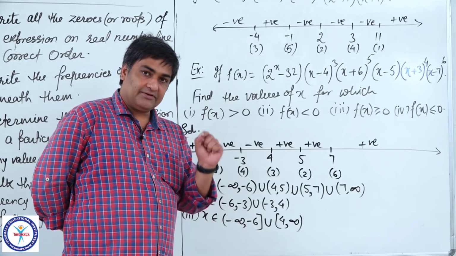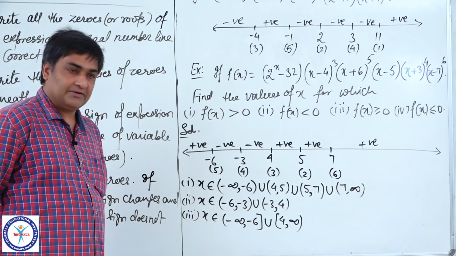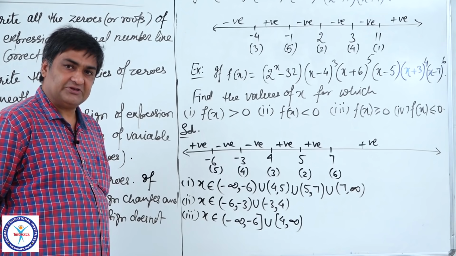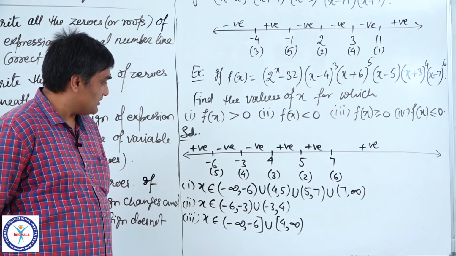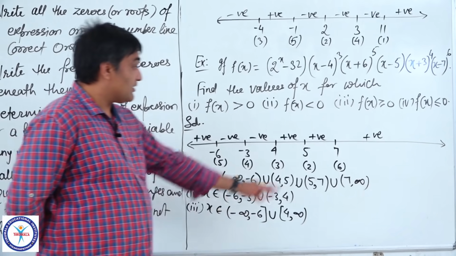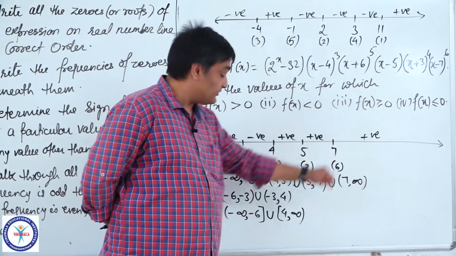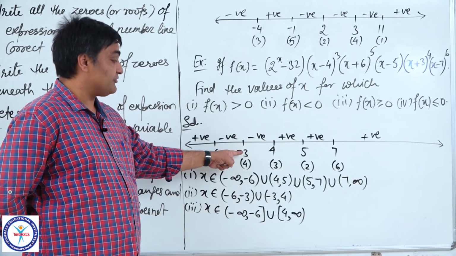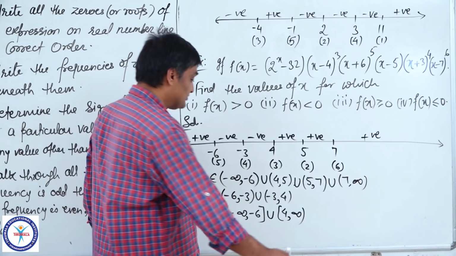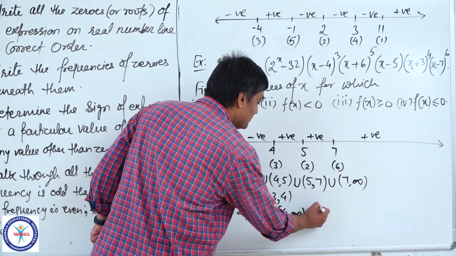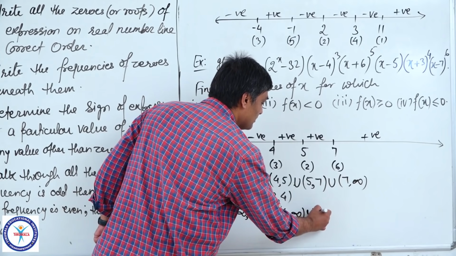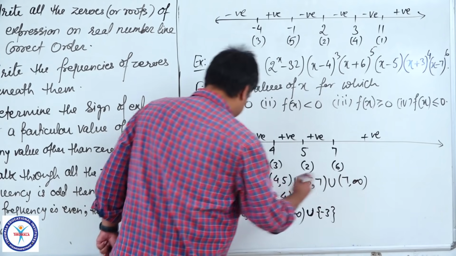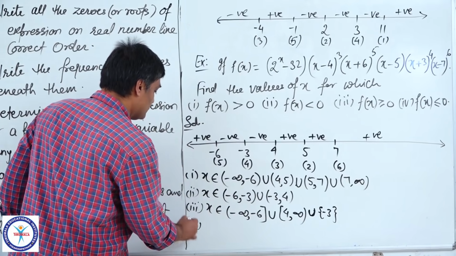But here something is wrong, a slight mistake, still the answer is not this. See, equal to 0 is also allowed. So, minus 3 should also be in our answer. Union minus 3, 4.